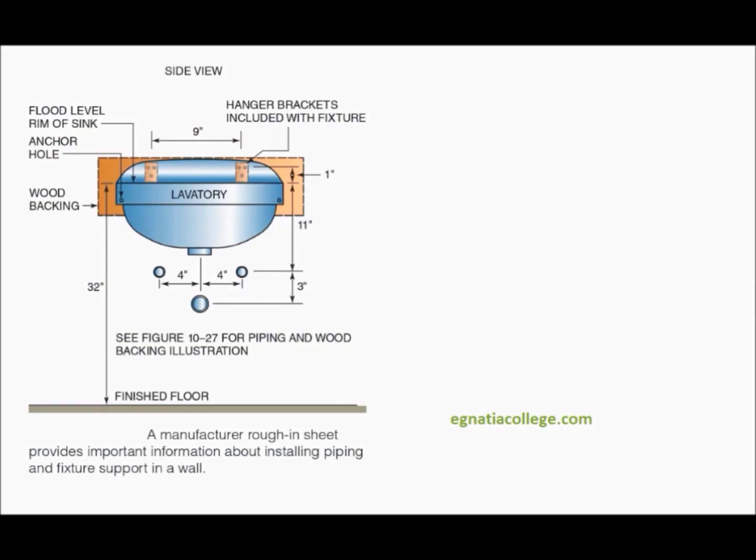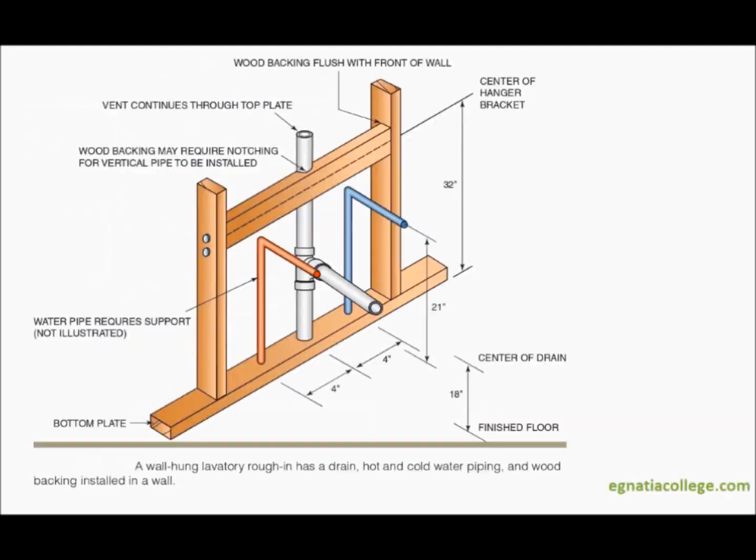A manufacturer rough-in sheet provides important information about installing piping and fixture support in a wall. Here, it is a rough-in sheet of a wall-hung sink that requires support. It also shows some typical rough-in dimensions. These dimensions might vary from an actual installation depending on specific manufacturer requirements, job conditions, or company preference.